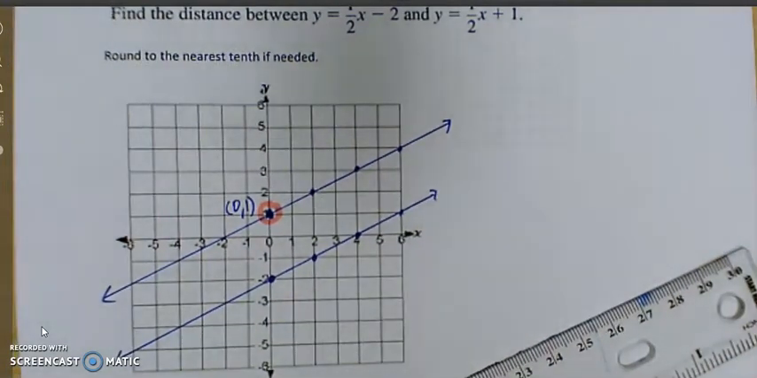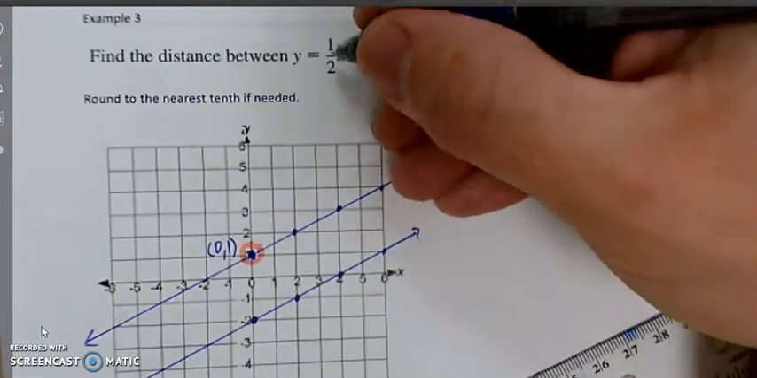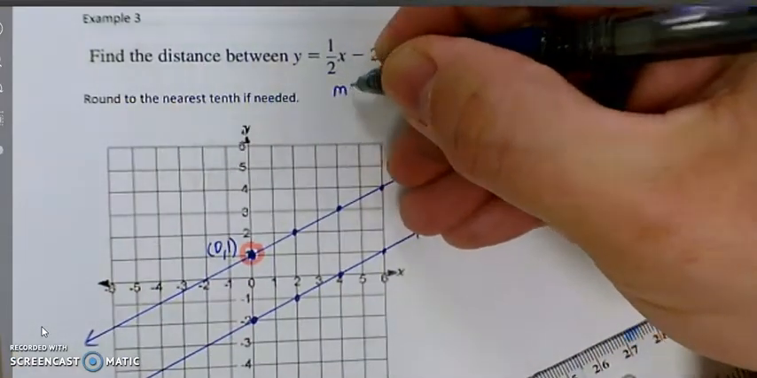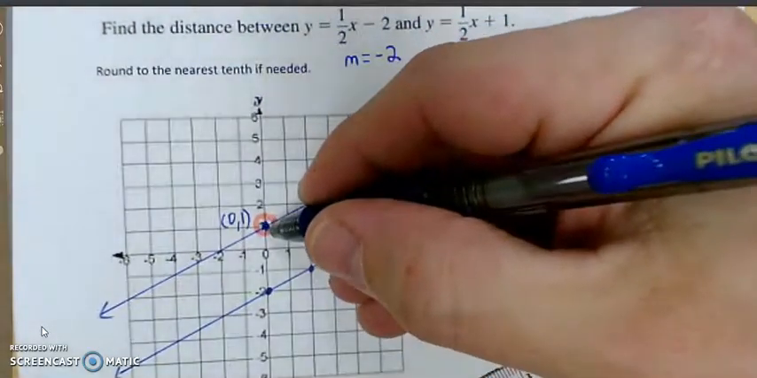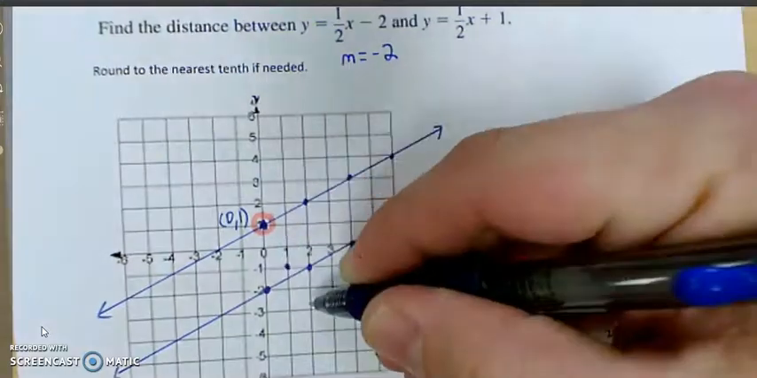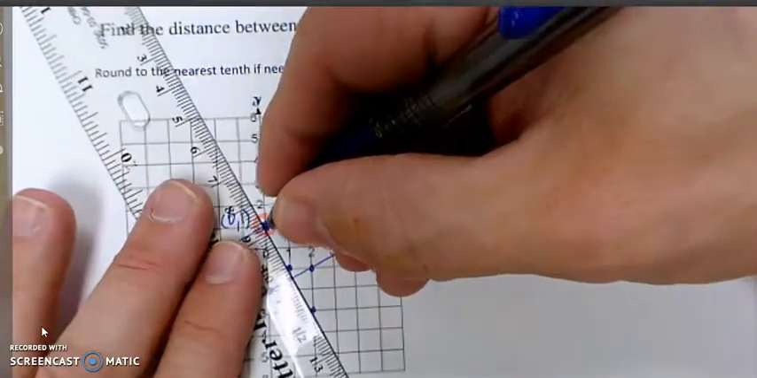Now what I'm going to do is create a perpendicular. Since my original slope was positive 1/2, I'm going to flip that fraction and negate it. So -2 over 1 is my new slope. And so I can go down 2 over 1 and make a perpendicular between the two lines.